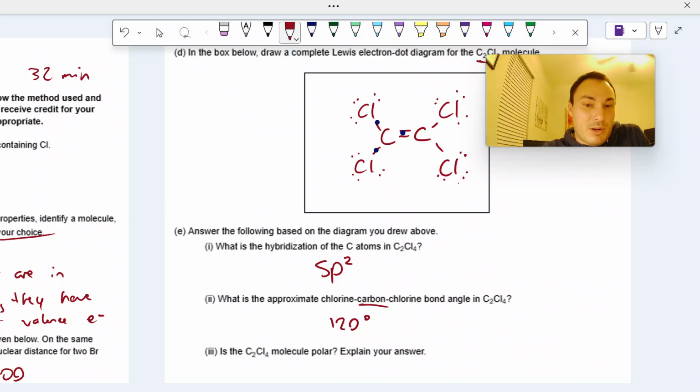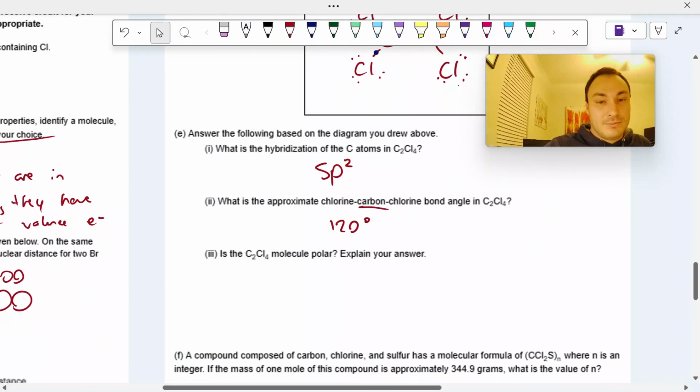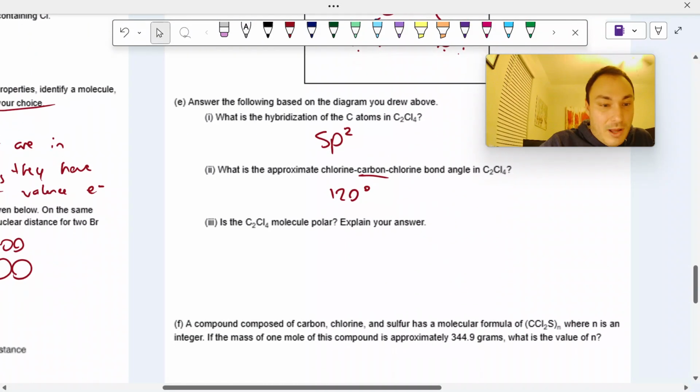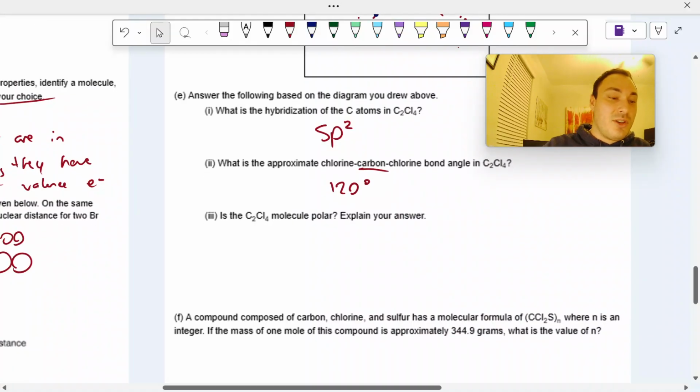Because if you give them the right bond angle but the wrong shape, maybe they mark it wrong. But if you only give them the bond angle and it's the correct bond angle, then you're good. And it doesn't ask to justify, so we're not. Lastly, is the C2Cl4 molecule polar?